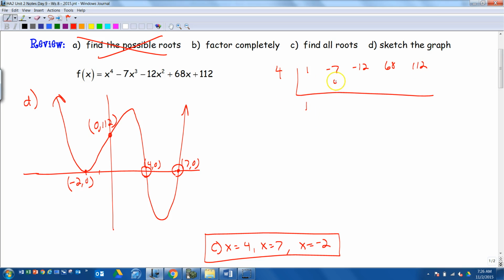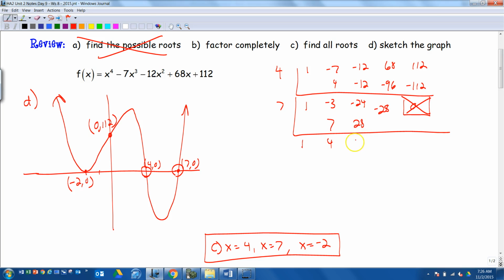So I'm going to quickly do synthetic division. And you get a 0. Now I'm going to do it again with the 7. And sure enough, we got a 0 twice. So what happened was we factored this, and it turns into, we factored out a 4, which is that factor. We factored out a 7, which is that factor. And we're left with x squared plus 4x plus 4, which you guys should know is a perfect square trinomial.